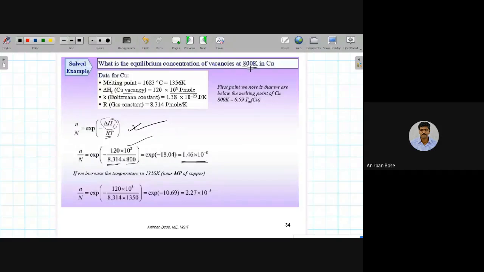You see the temperature is only 200 Kelvin less, and the fraction is in the order of 10 to the power minus 8. And if the temperature is close to 1350, at that temperature the fraction becomes in the order of 10 to the power minus 5. So you can understand that if you increase the temperature, the fraction increases. That also is clear. So the unit is very important. You have to remember some quantities like the Boltzmann constant, but it is expected that it will be given in the problem. Otherwise, this is all about point defects.